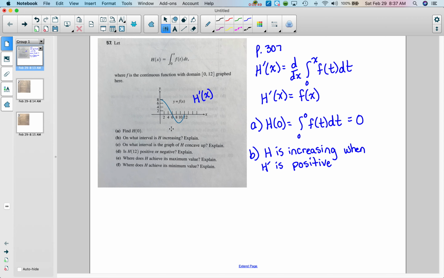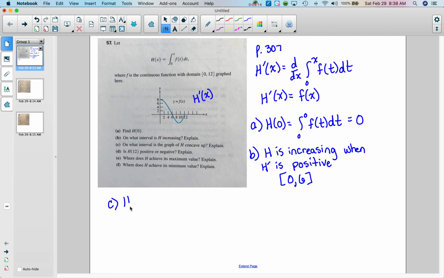So we look at our graph and we can see that h prime is positive when it's above the x-axis. So that's on the interval from 0 to 6, because we can see that's where my graph h prime of x is positive. And that's it. That's the answer. Part C asks, on what interval is the graph of h concave up?